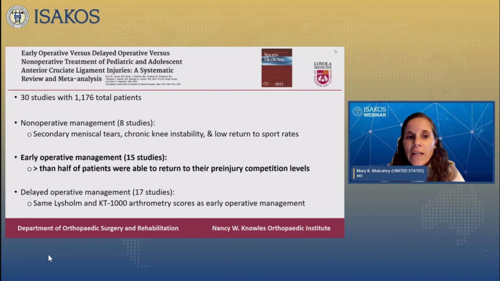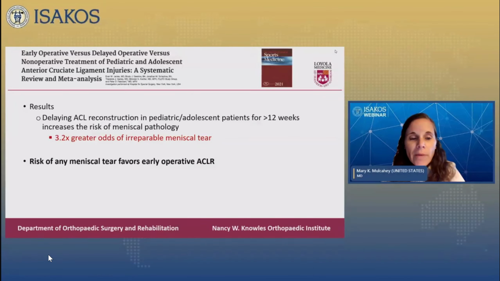And the studies that evaluated non-op management found a high rate of secondary meniscus tears, chronic knee instability, and a low rate of return to sports. Those that evaluated early operative management found that more than 50% of patients were able to return to their pre-injury competition level. And then those evaluating delayed operative management had similar outcome scores as early operative management.